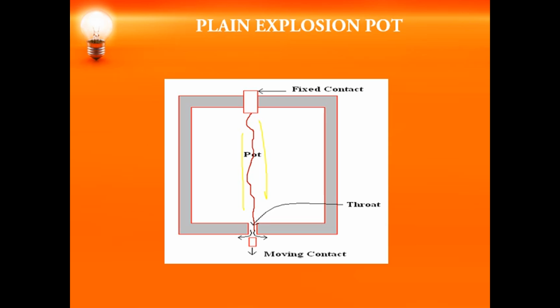That is because, as I have already told you, if the current is high, the pressure developed is very high, and there will be a chance that the pot gets busted out. So this type of oil circuit breaker is used to interrupt low magnitudes of current. When the magnitude of the current is low, the pressure is low. If the pressure is low, it will take more time to quench the arc. So you use it only for low currents.